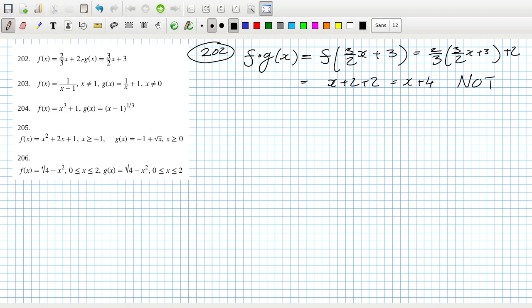You can see why. There's no minus. There would have to be a minus somewhere, wouldn't there? So, yeah. Okay.